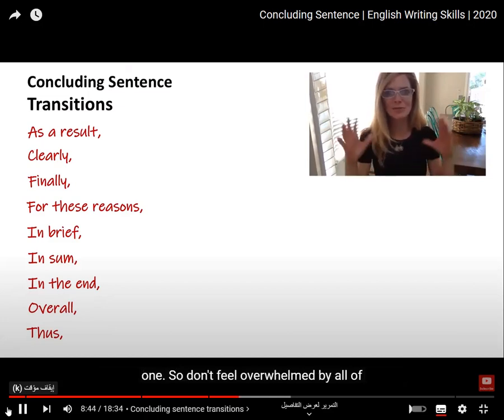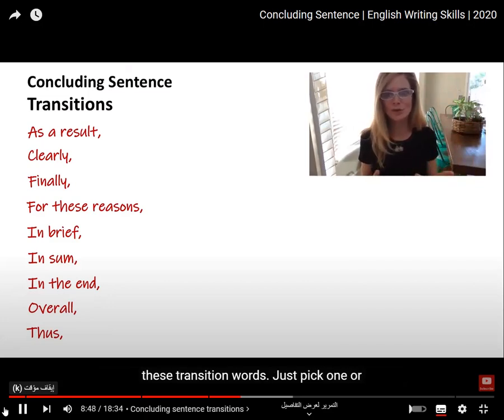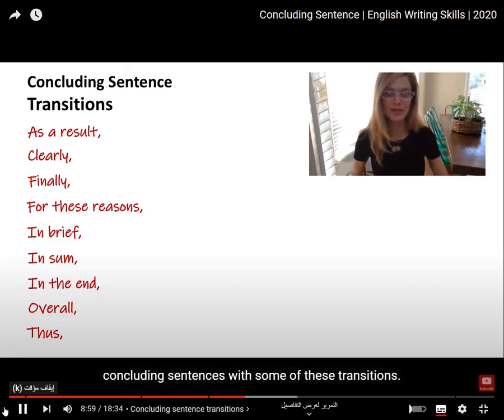So don't feel overwhelmed by all of these transition words. Just pick one or two to start out with, get comfortable using, and then you can move on to using other ones. Next, I'd like to just give you a few example concluding sentences with some of these transitions.